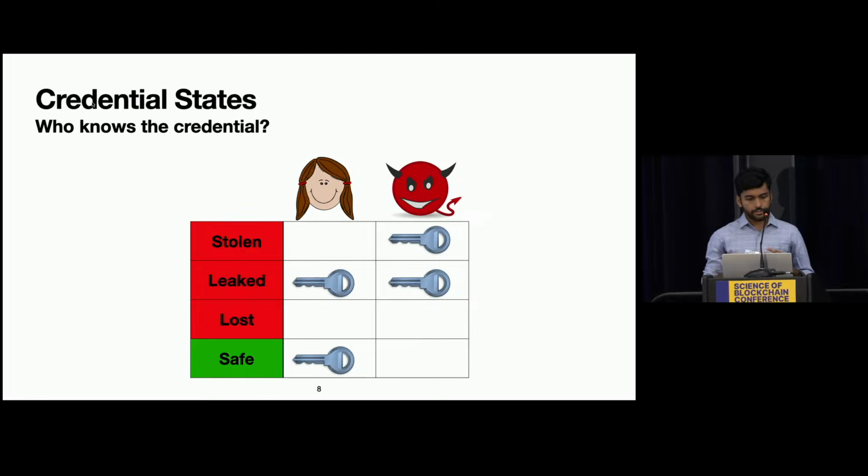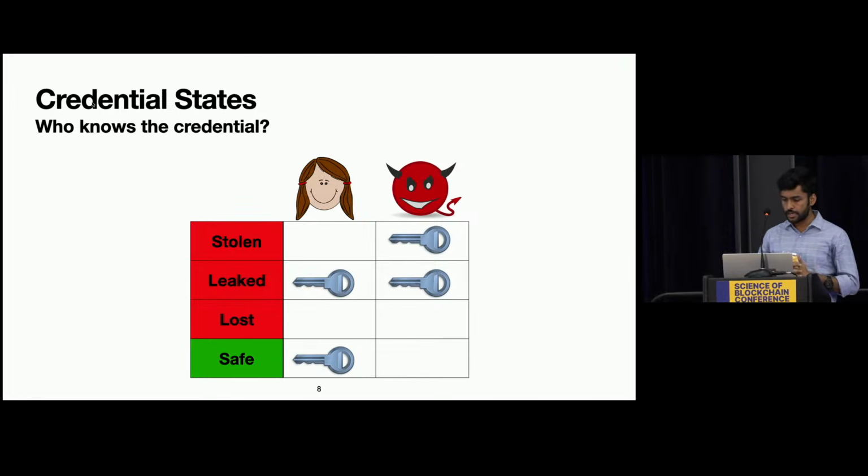We model credential states in the following manner. Basically, we say that each credential can be in one of 4 states, depending on which of these two parties has access to the credential. If the credential is safe, then only the user knows the credential. If it is lost, then no party has access to it. If it is leaked, then both parties, meaning the user and the attacker, have access to the credential. And if it is stolen, only the attacker has access to the credential.